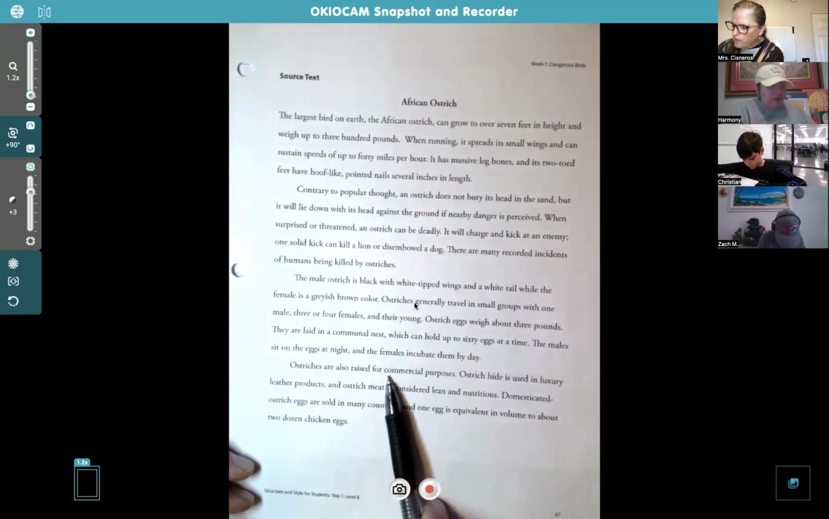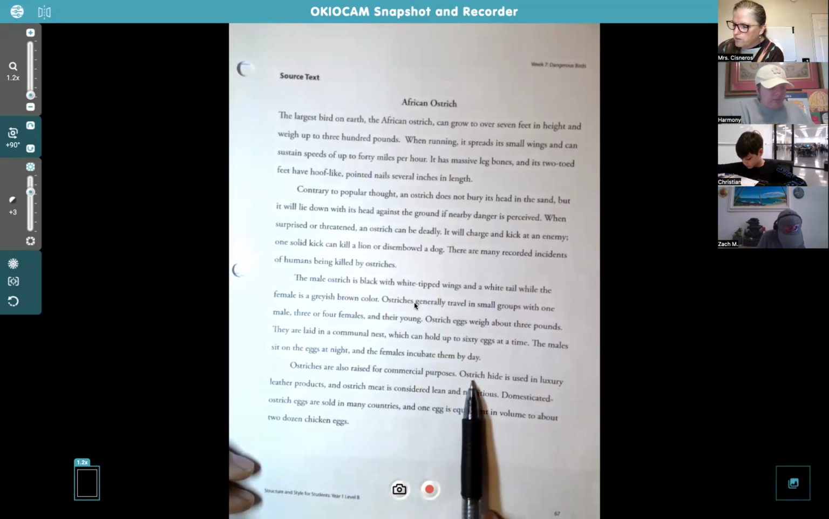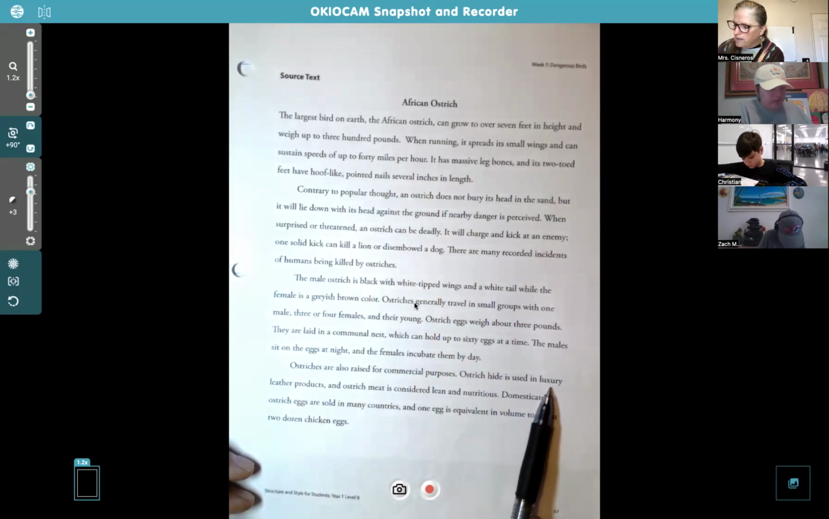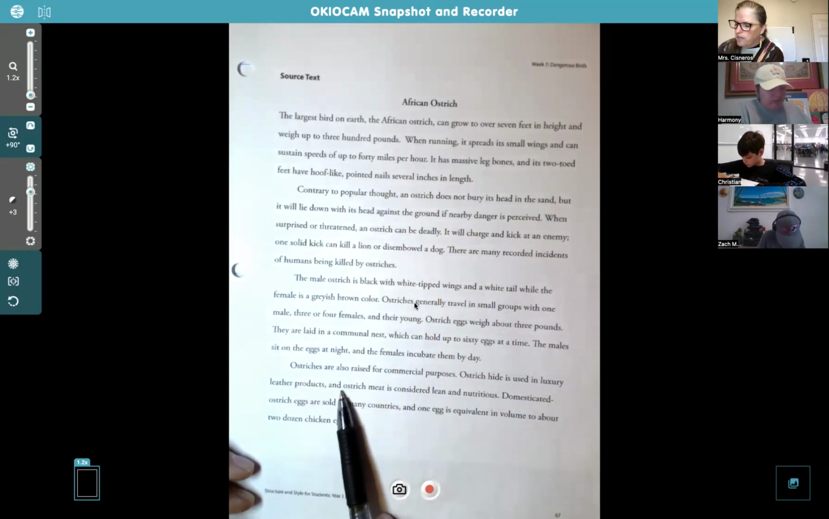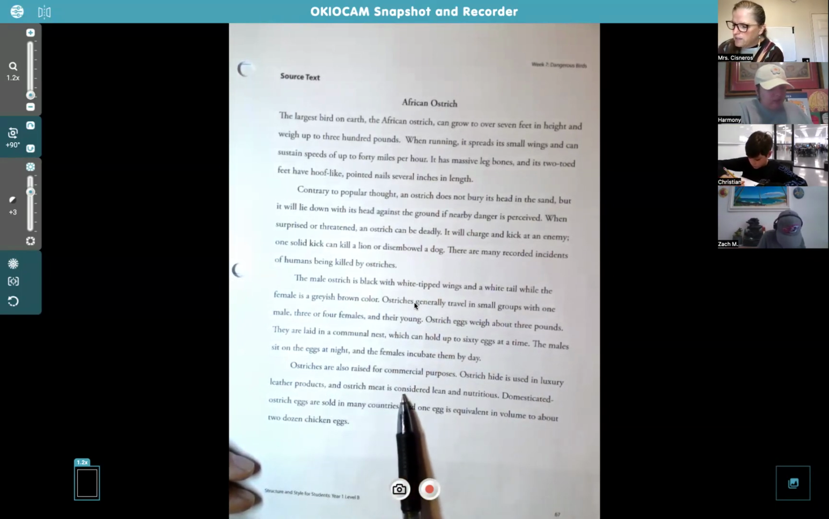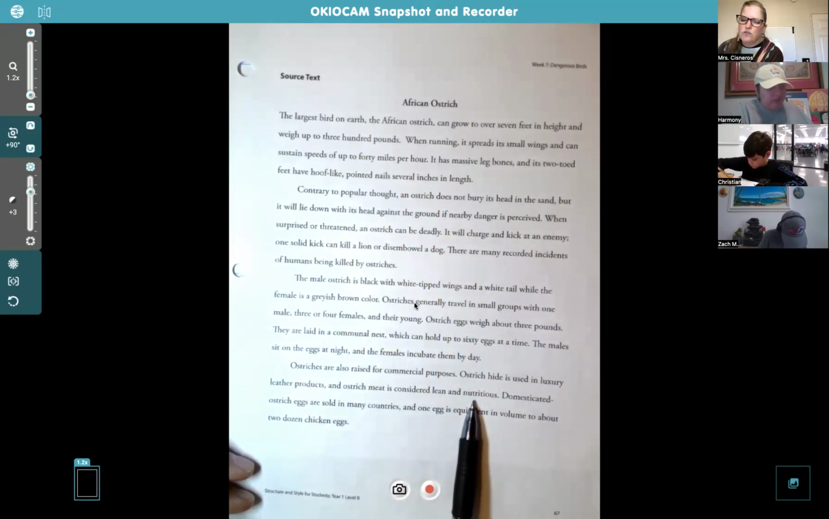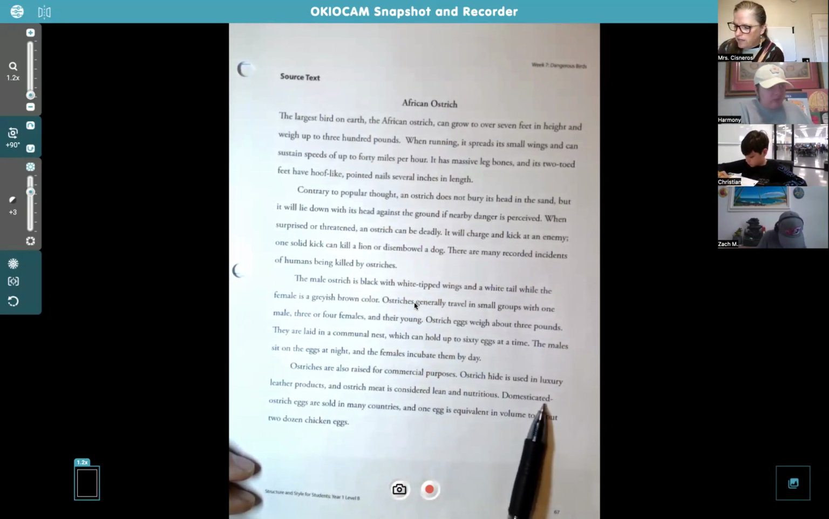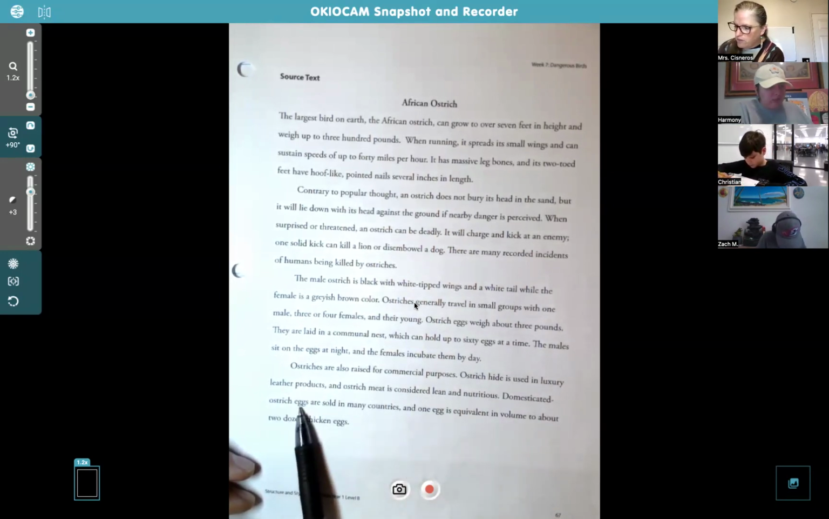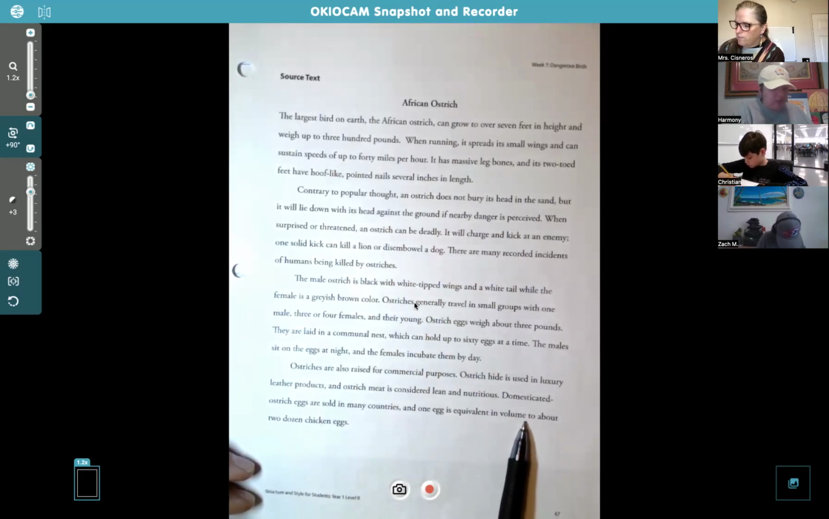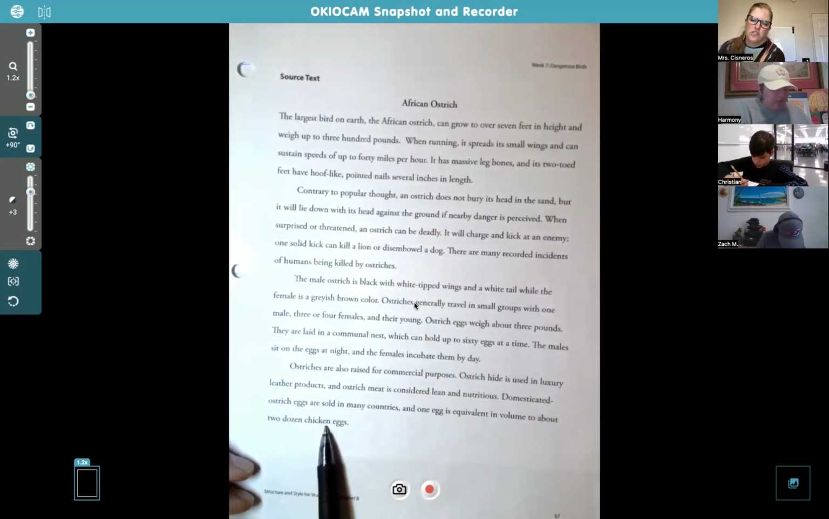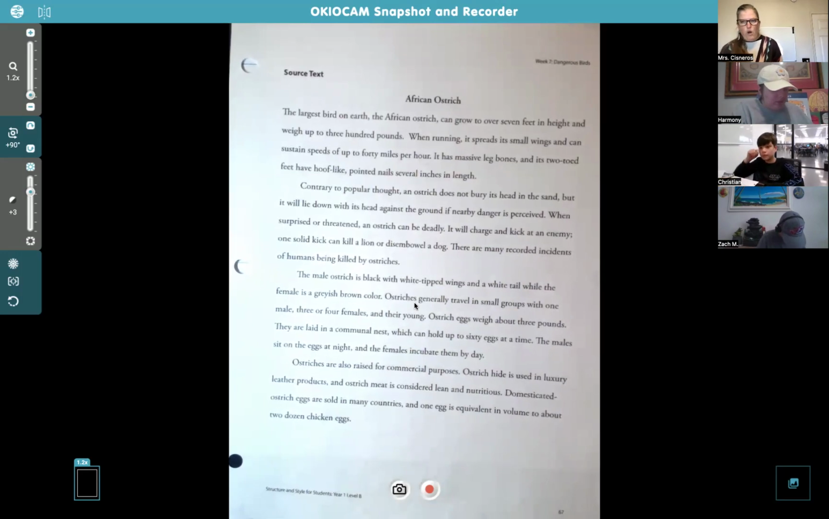Ostriches are also raised for commercial purposes. Ostrich hide, that means their skin, is used in luxury leather products, and ostrich meat is considered lean and nutritious. Domesticated ostrich eggs are sold in many countries, and one egg is equivalent in volume to about 2 dozen chicken eggs. Whoa. I have chickens, okay?